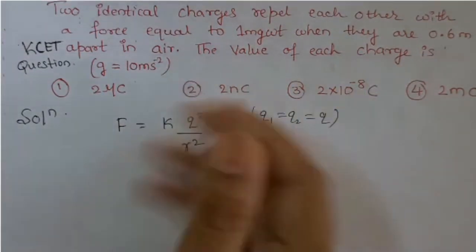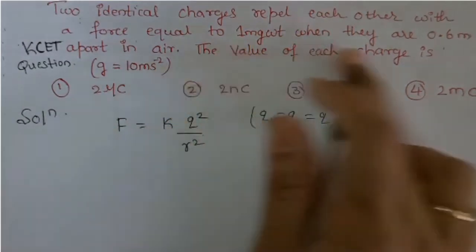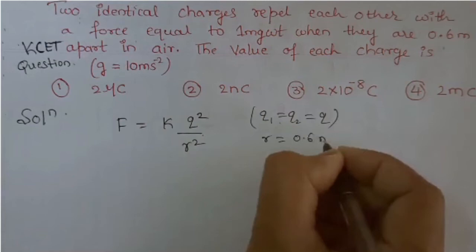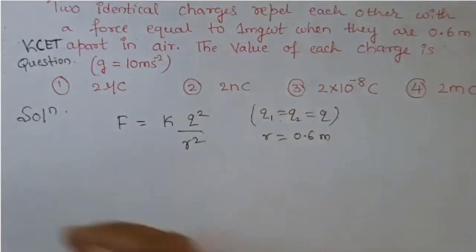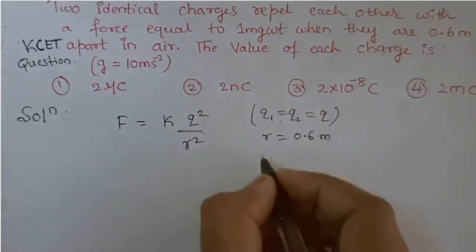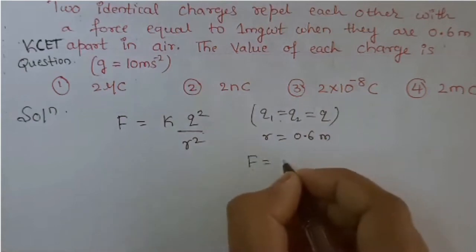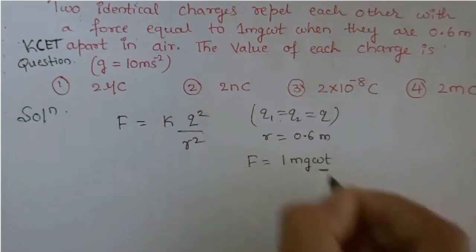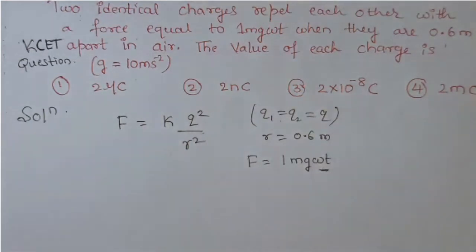We have to calculate Q. Where are they kept? In the air. Now, the distance apart is 0.6, so R is 0.6 meter. Okay. Now, can I substitute now? Before going to substitute, let us see what is the value of F given. 1 milligram weight. This we have to solve. Very important.